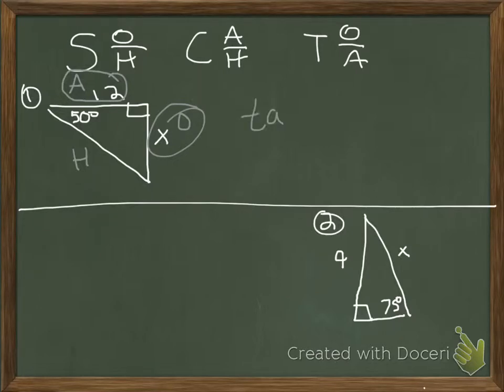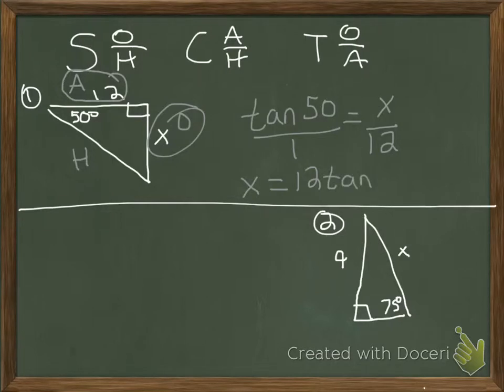So I do tangent of 50, because tangent is always of the reference angle, equals opposite over adjacent. Write tangent of 50 over 1 and cross multiply. x equals 12 tangent 50. So I'm going to put that into my calculator, 12 tangent 50, and I get x equals 14.3. So that's my answer.